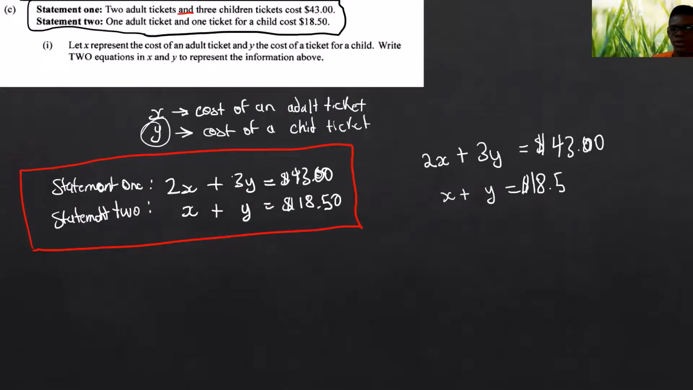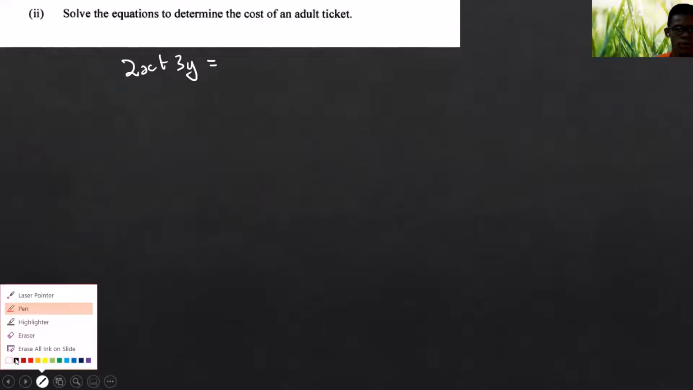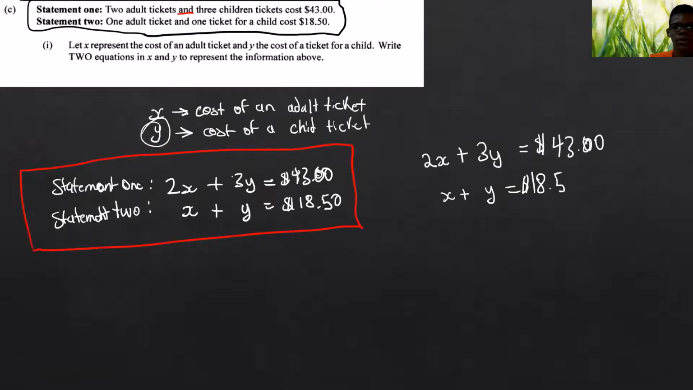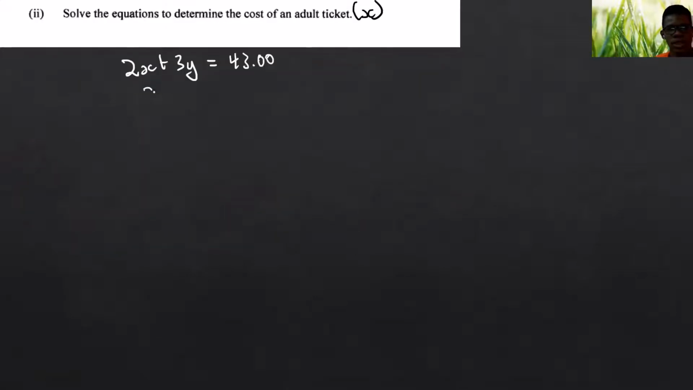To solve the equations to determine the cost of an adult ticket, we have to figure out what X is, because X is the adult ticket. So our 2 equations are 2X plus 3Y is equal to 43, and X plus Y equals 18. They want us to solve for X. The cost of an adult ticket is X. Instead of dollars, I'm just going to put 43. Let's ignore the dollar sign.